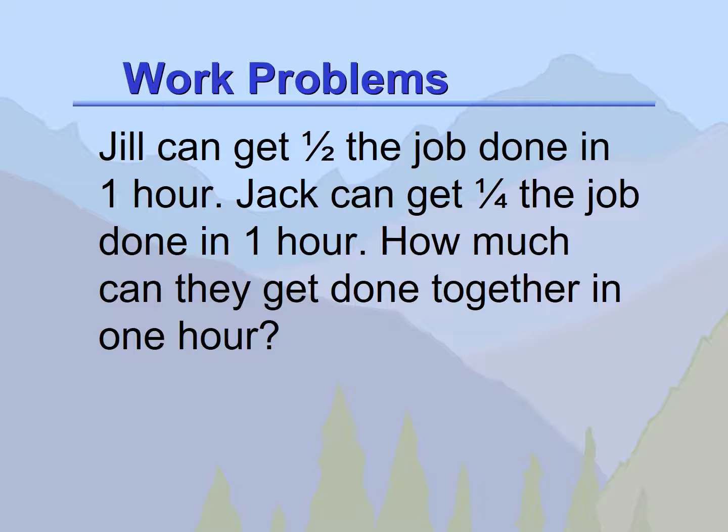All right, next question. Jill can get half the job done in 1 hour, and Jack can get 1/4 of the job done in 1 hour. So how much can they get done together in 1 hour? For this one, since they're working at the same time in the same hour, we would just add what they're getting done. We would add Jill's 1/2 and Jack's 1/4. So we would change that 1/2 to 2/4, and add it to the 1/4, which means that they would get 3/4 of the job if they work together.